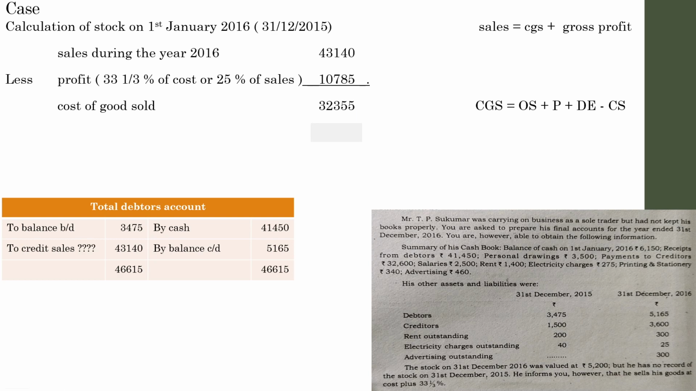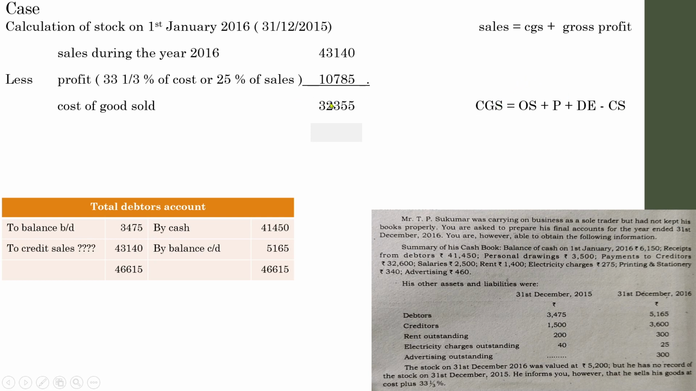Next you need to find opening stock. In the beginning of the computation I have mentioned that the cost of goods sold equation is opening stock plus purchases plus direct expenses minus closing stock. Since there is no information regarding direct expenses, let us forget about this one. So consider only these four items: cost of goods sold, opening stock, purchases, closing stock.